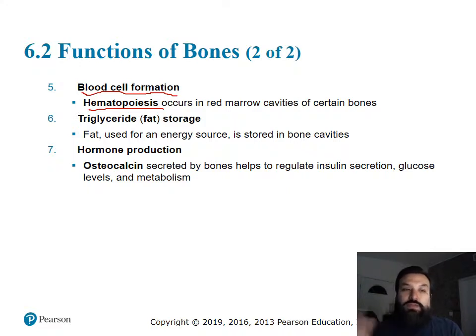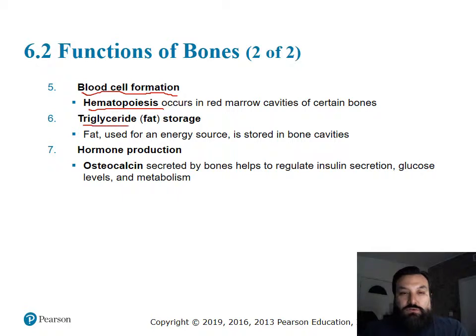Now we can form them at different rates, different amounts, and because we do that, the body adapts to the amount and volume, for example, of red blood cells and white blood cells that we produce. But hematopoiesis occurs in bone itself, so a very important function. Without bones, you would not have as much blood cell production.